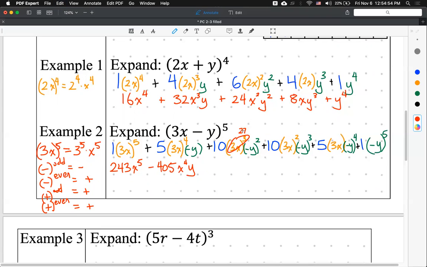So I just have the 270 from the 27 times 10. So plus 270. How many variables do I have? I have 3 x's and 2 y's. So I say x to the power of 3, y to the power of 2.